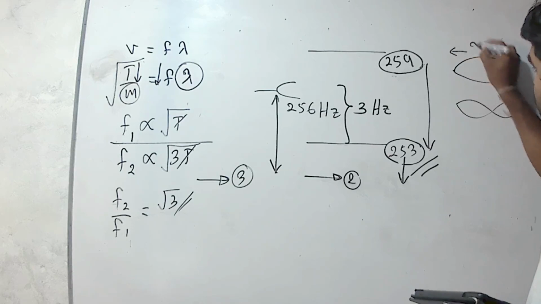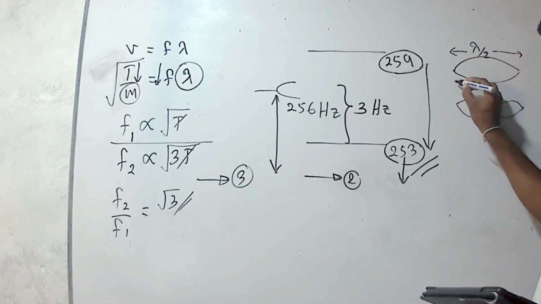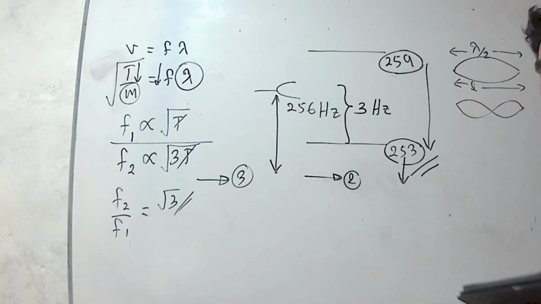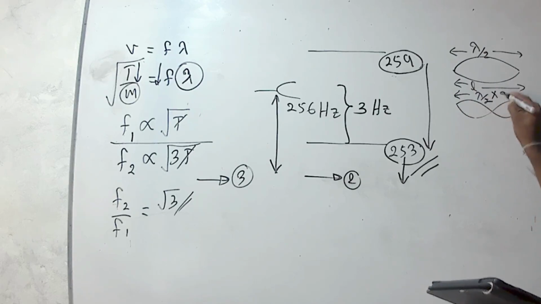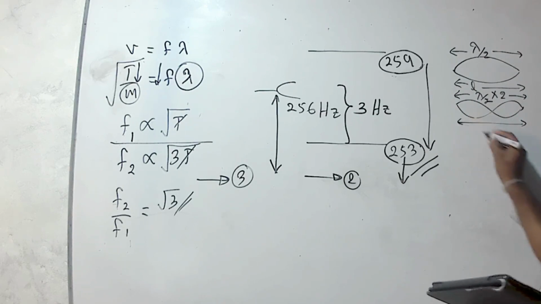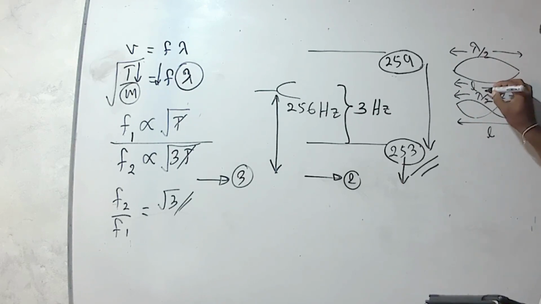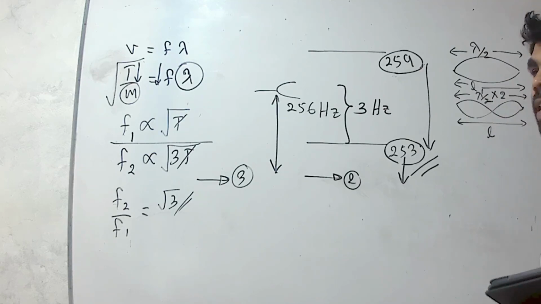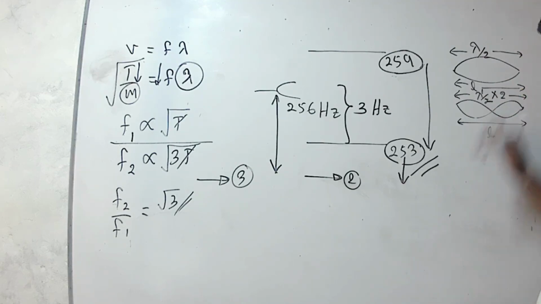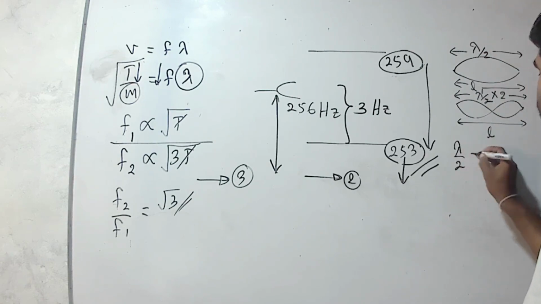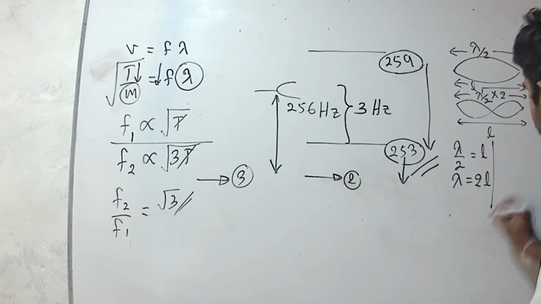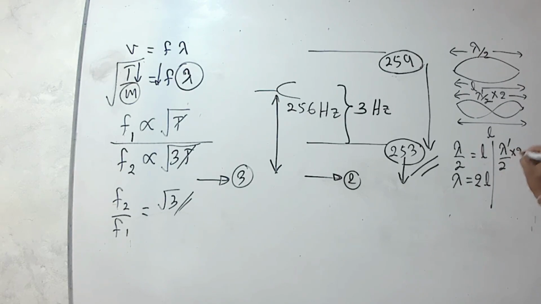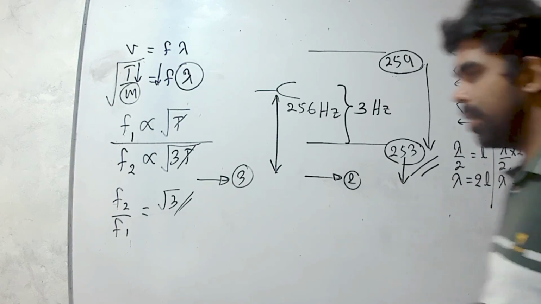It means for the first situation, half of the wavelength should be equal to the length of the wire. For the second situation, half of the wavelength times 2 should be equal to the length of the wire. I will consider the wavelength for the second situation as lambda dash. Then lambda over 2 equals L, so for the first situation lambda equals 2L. For the second situation, lambda dash over 2 times 2 equals L. There is the same length. Then lambda dash equals L.